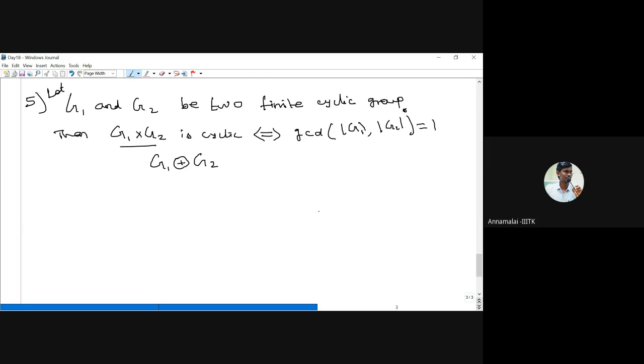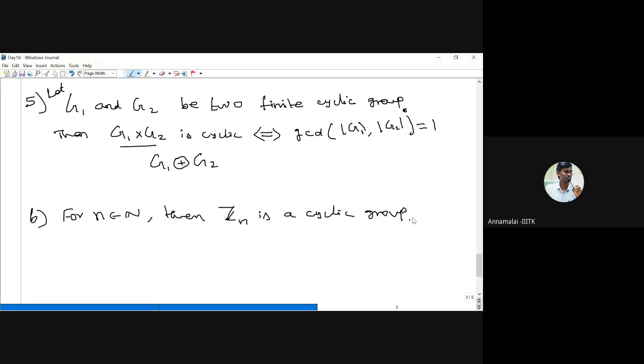Now another theorem: given any order, we can always give a cyclic group of that order. Suppose we give any n in the natural numbers, whether 2000 or 3000 or 1 lakh or anything, we can produce a cyclic group of this order. Then Zn, integers modulo n, is a cyclic group. So for any natural number, we always have a cyclic group, namely Zn.